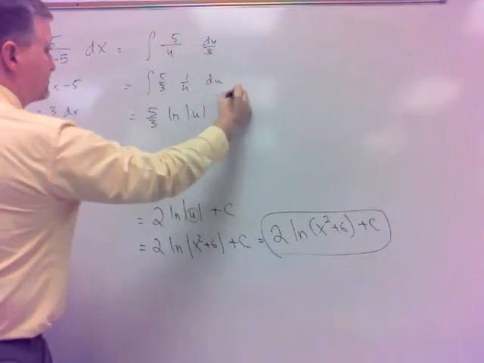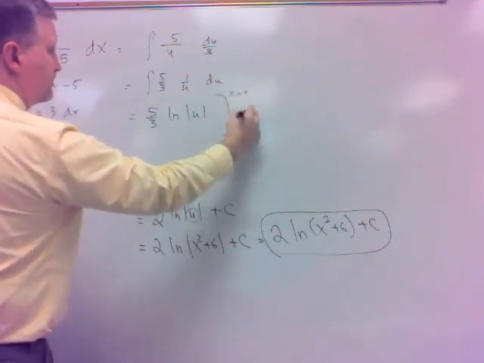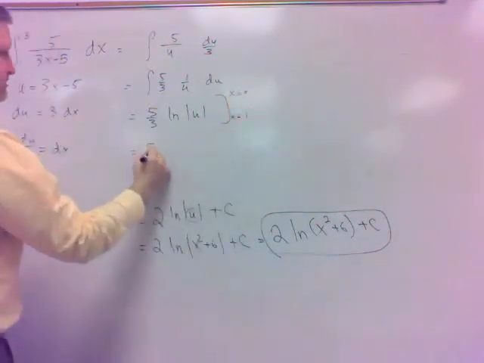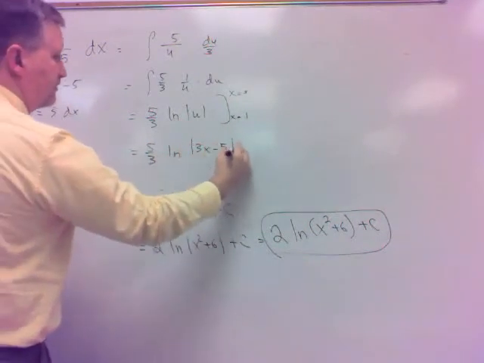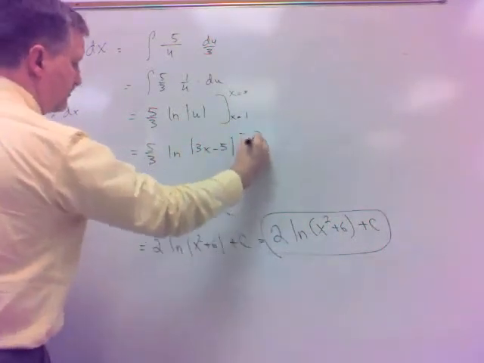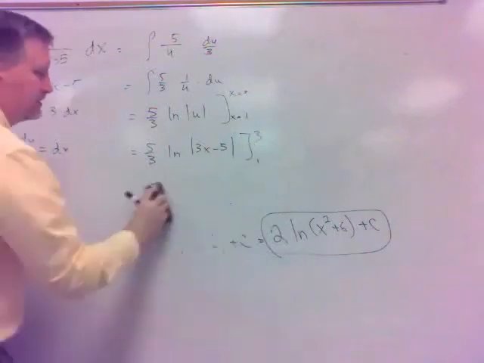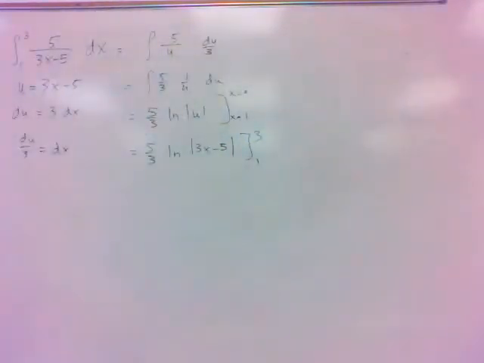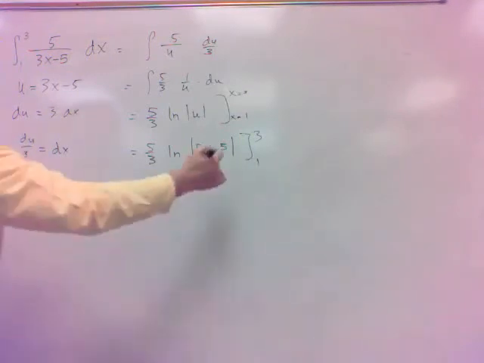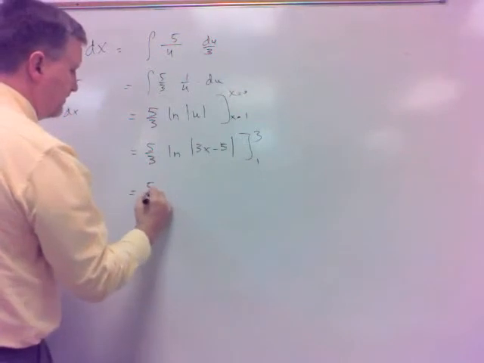Now, I want to evaluate this one actually from x is 1 to 3, so go back to the x here, so it's 5/3 the ln of 3x minus 5 from 1 to 3. Is this okay? Yeah, and you can see here the absolute values are necessary because, well, not in the case of 3, because what do we get? We get 5/3 ln.